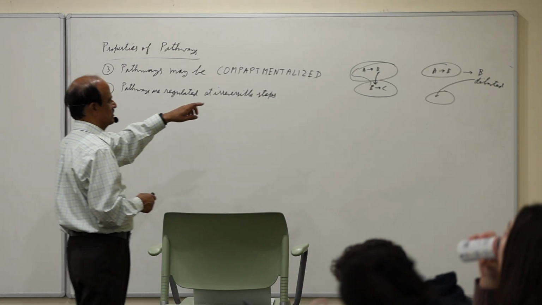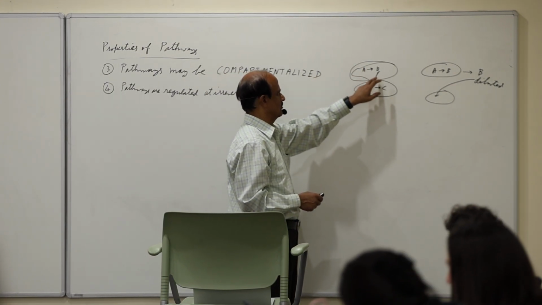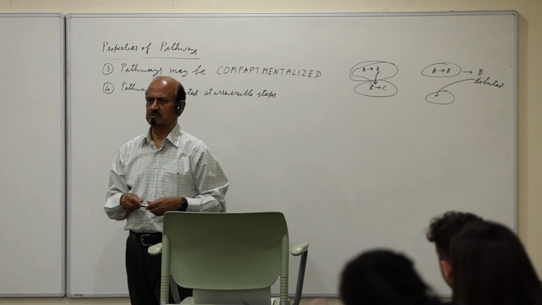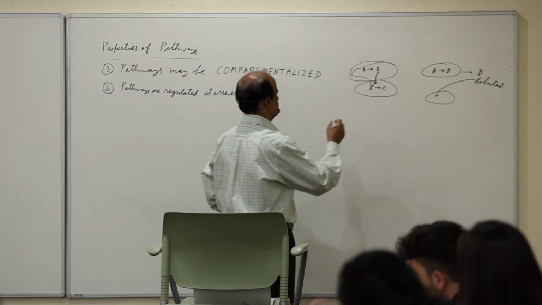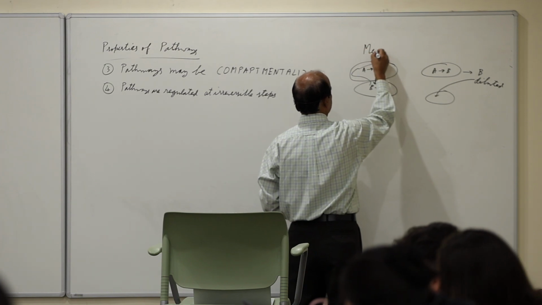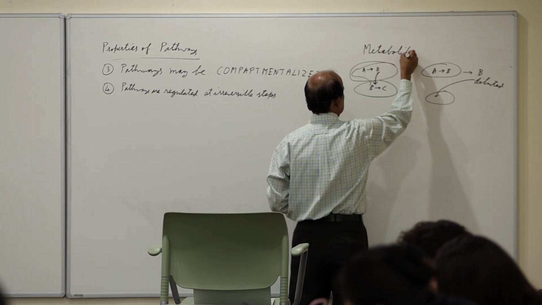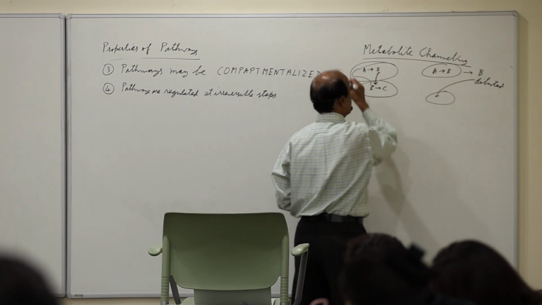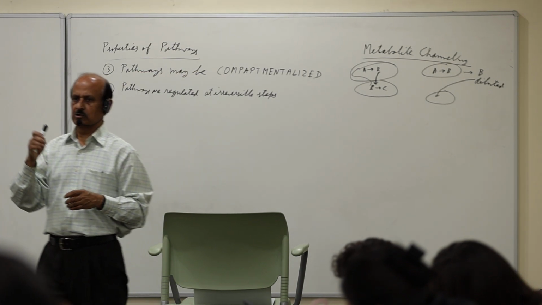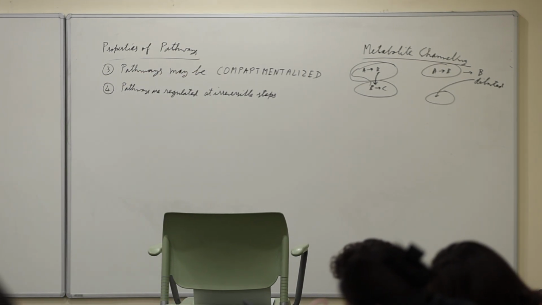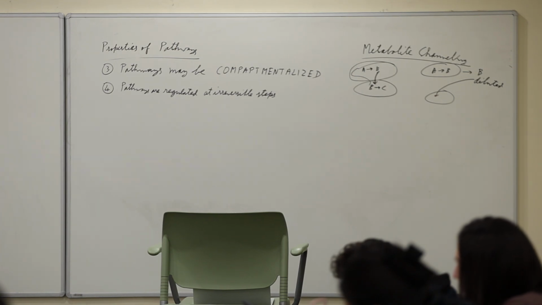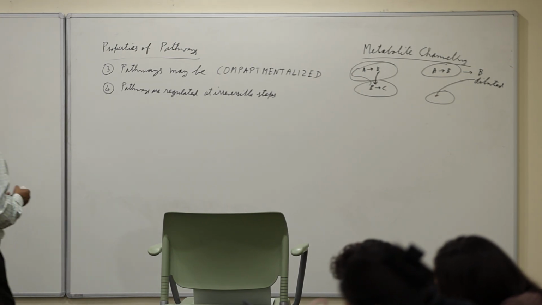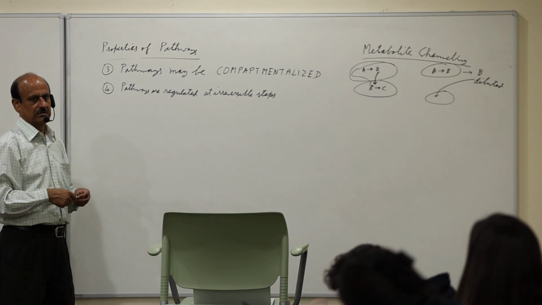And we will see many such examples where you have a large complex, and in all cases the reason is basically channeling of the metabolite. So this process is called metabolite channeling, where the product of one reaction is directly transferred to the second enzyme without releasing it into the cytoplasm. And that way the concentration of the second substrate remains high in the enzyme.